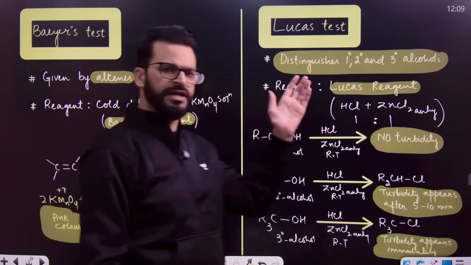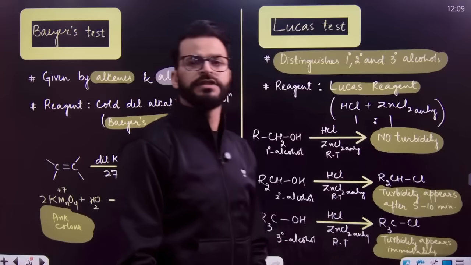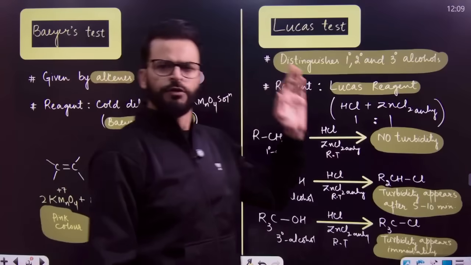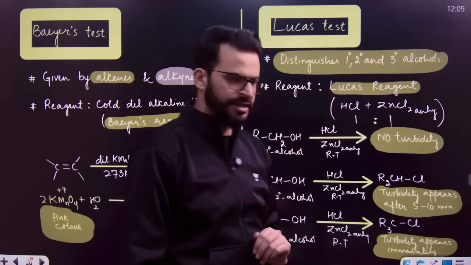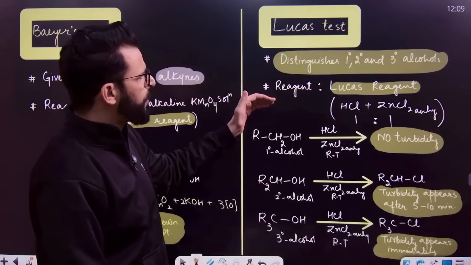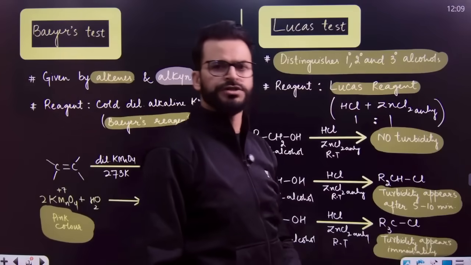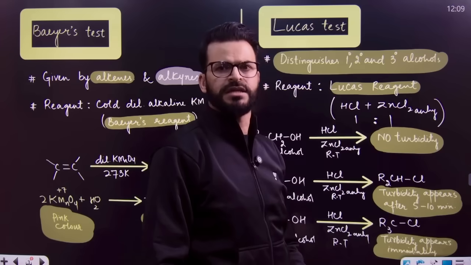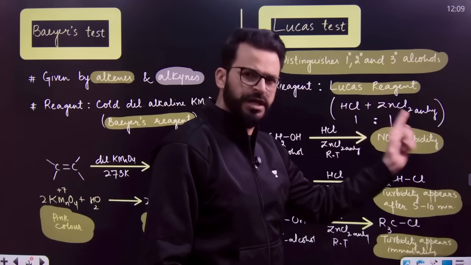After that, we have another test known as the Lucas test. With the help of this Lucas test, we can distinguish 1 degree, 2 degree and 3 degree alcohols. With the help of which reagent? The reagent is known as Lucas reagent, and Lucas reagent means a 1:1 mixture of anhydrous zinc chloride and HCl.